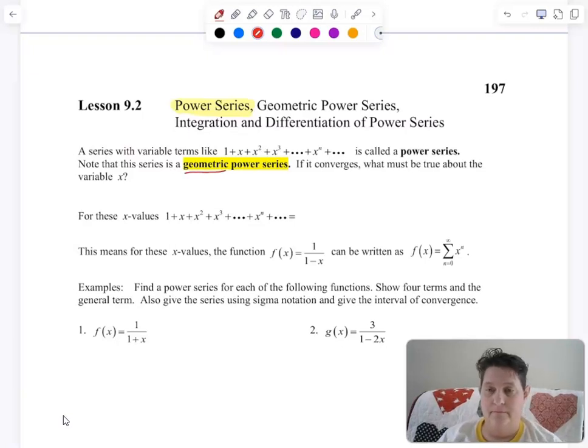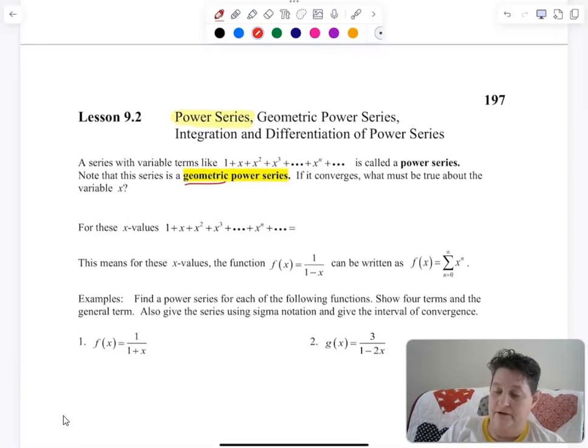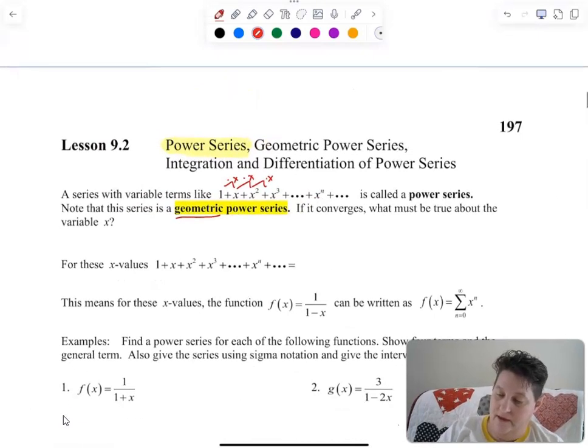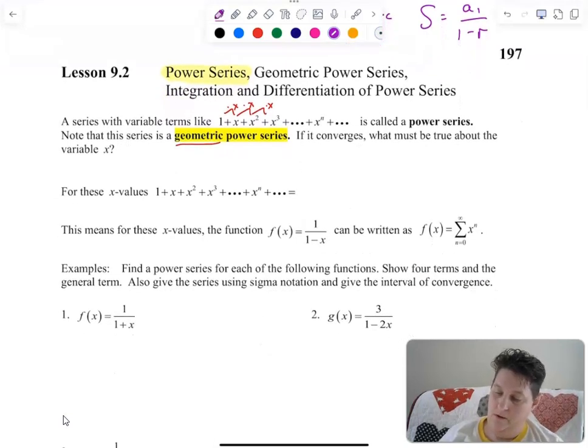Now, it's really important. Let's review from last time. Geometric series is when you multiply by something every time. You guys can see it here. Every time I'm multiplying by x, okay? The other thing I want you to remember from last time, specifically with geometric series, the sum of all the terms was a1, the first term, over 1 minus r. That's going to be important in this lesson, okay?